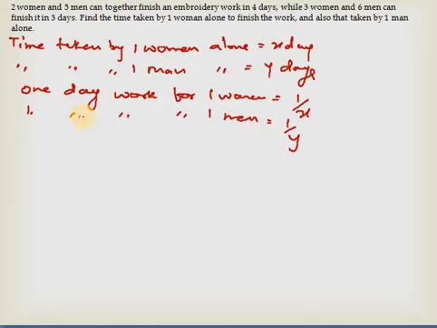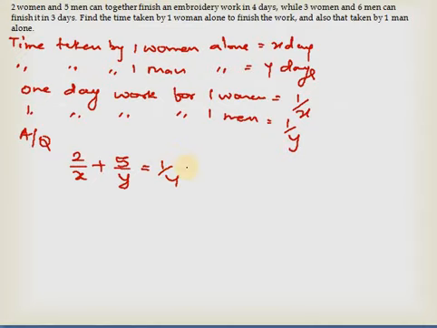Now, as per the question, 2 women and 5 men can together finish the embroidery in 4 days. So, what is 1 day's work for the 2 women? According to the question, 2 women is 2 by x and 5 men will be 5 upon y. So this is 1 day's work of the 2 women and 1 day's work of the 5 men. How much are they working to finish a job? In 4 days. That means 1 day's work they are doing is 1 upon 4, right? Because they are finishing the job in 4 days.